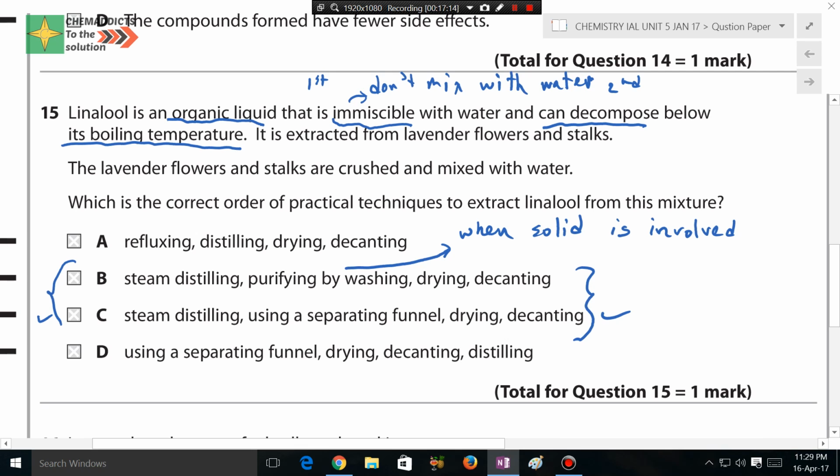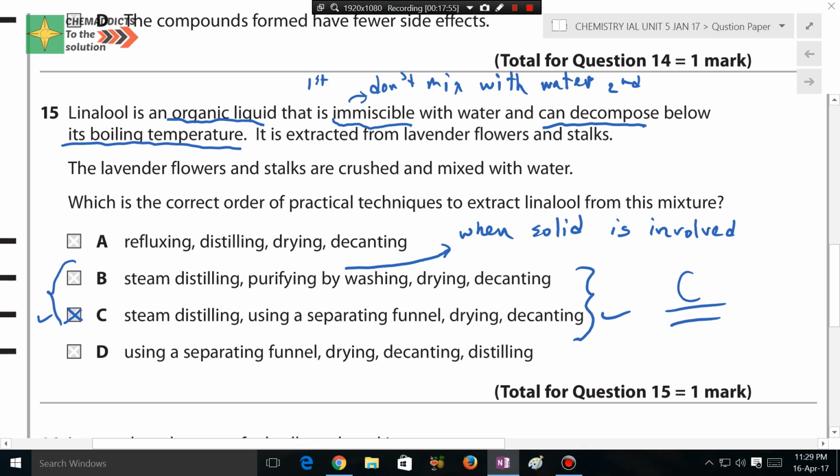Okay, fellas, am I successful to break it down? Hope so. So fellas, we will stick to option C. So here we gonna use steam distilling using a separating funnel, drying, decanting, finish. The case is closed. That's the end of this solution. The answer for question number 15 is C.